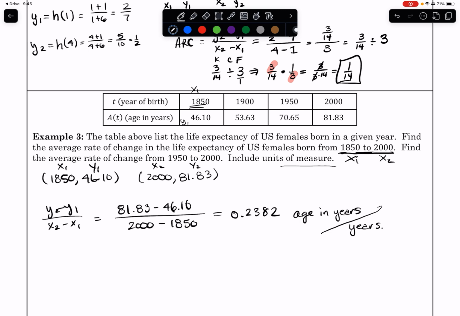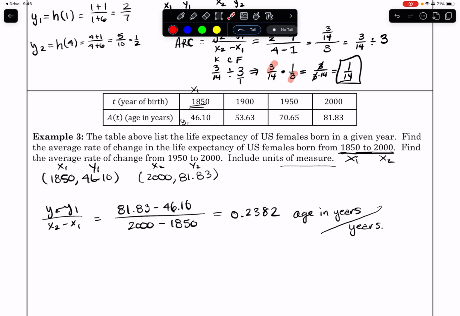Which means that in every year that passes, they're living 0.23 years longer than they did the previous year. So in 1851, I would add this amount, and that's the average life expectancy that a woman born in 1851 would live. So she would live up to 1896.33 of the year. So we could do the math and figure out what month that would be.